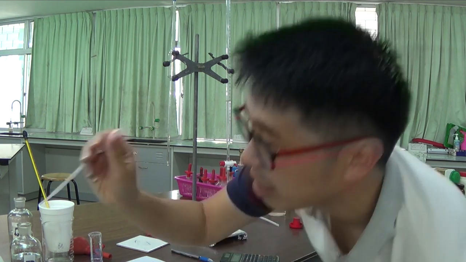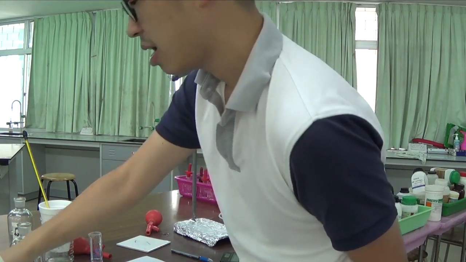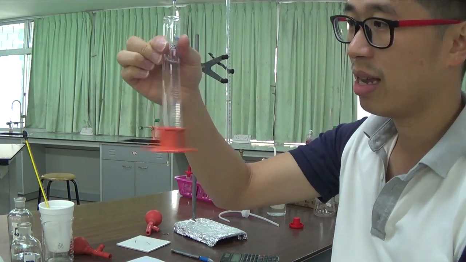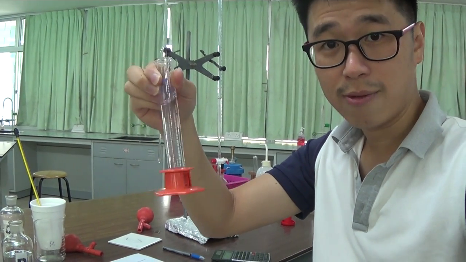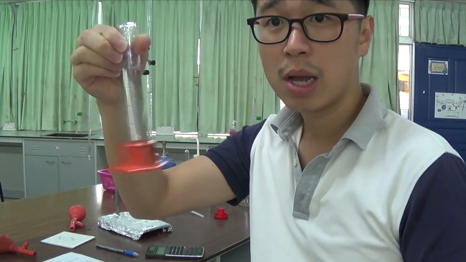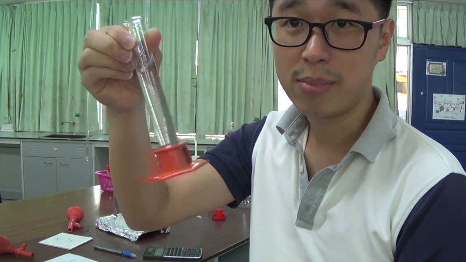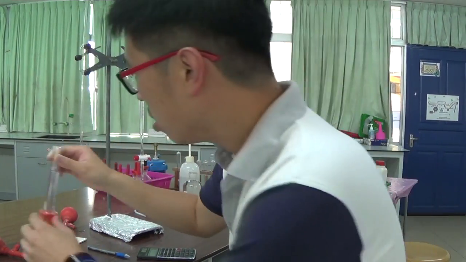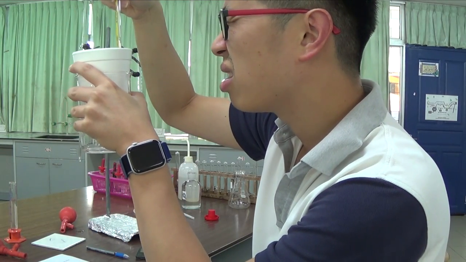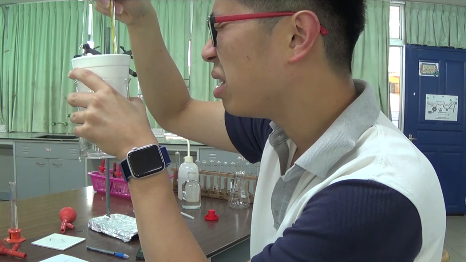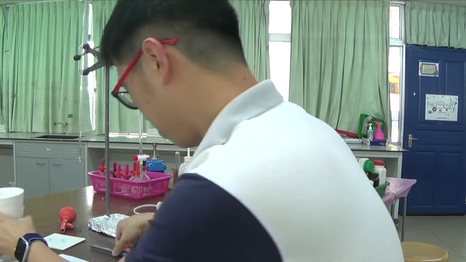So measuring cylinder is never going to be super accurate when you make up a solution like this. What we are doing is we are just doing serial dilution. So I'll cover in a separate tutorial video what serial dilution actually means. Okay, so I'm ready to read the initial temperature. 22.0.